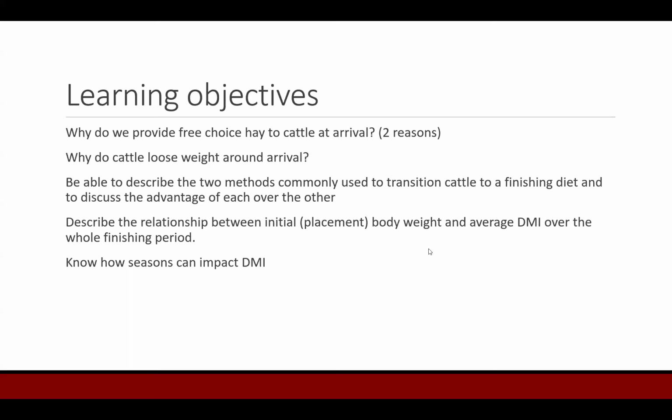I also want you to be able to describe the two methods that are commonly used to transition cattle to a finisher diet, and then discuss the advantages and disadvantages of these two methods. Then describe the relationship between initial placement body weight and average dry matter intake over the feeding period. Heavier cattle are going to eat more, for a couple of reasons. And know how season can impact dry matter intake, since the season in which cattle are placed on feed can have an impact.